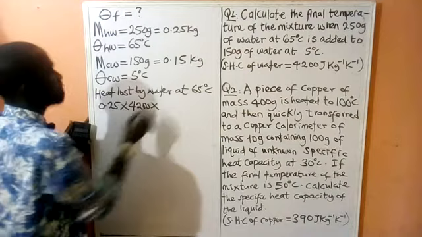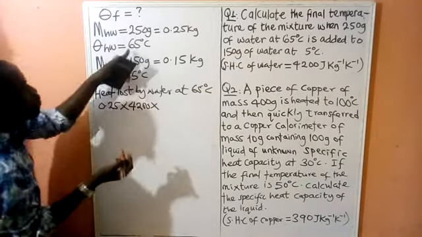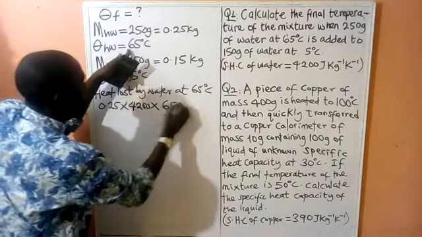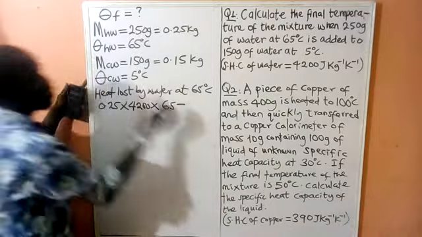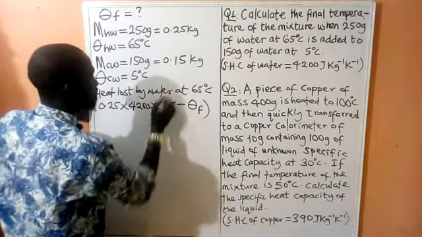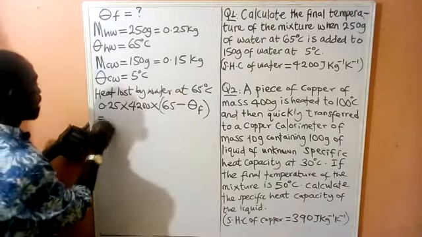4,200 times what is the temperature change? That will be its own temperature, 65, minus the temperature of the mixture. So we have theta F. Are you with me? Then this will give us what now?